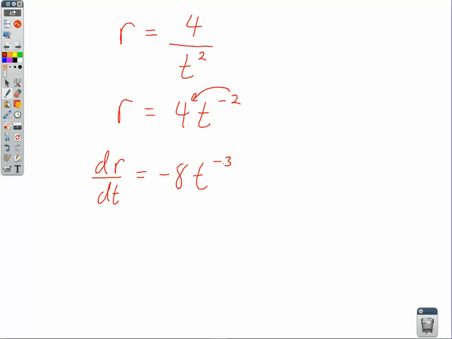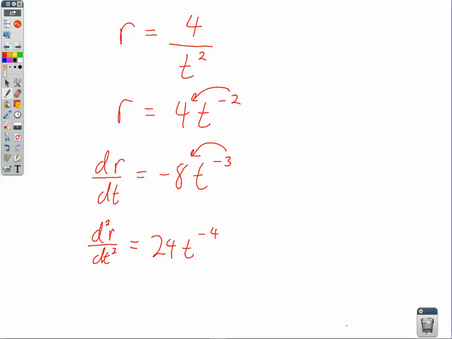We can do it again. The second derivative in this notation is d squared r dt squared. Sometimes I screw that up. Second derivative, and we do it again. Negative 3 times negative 8. We now have 24t to the negative 4. And we can keep doing this all night long. And I invite you to, if you got nothing else to do, take the 23rd derivative and see where it gets you.